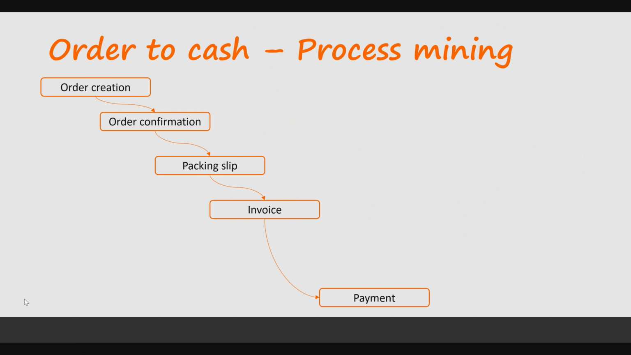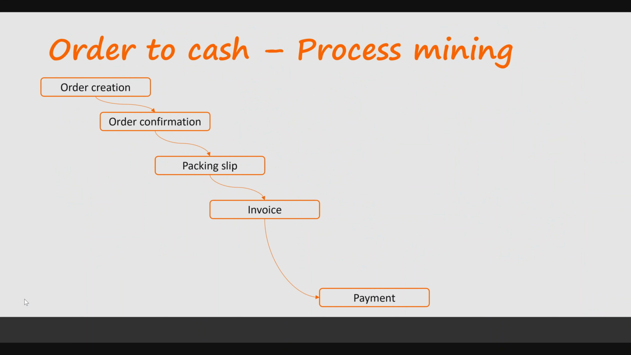If we talk about order to cash for process mining, then initially you would like to see at what moment an order is created. Then the next step could be an order confirmation. After the order confirmation, we have a packing slip, then the invoice, and if we are lucky, also the customer will pay us for the invoice amount.